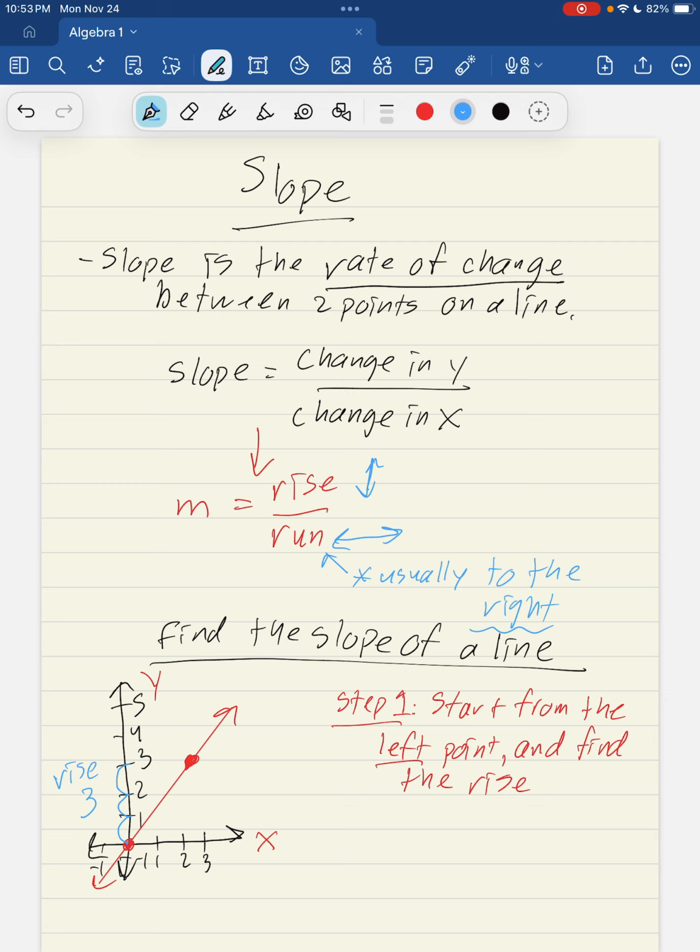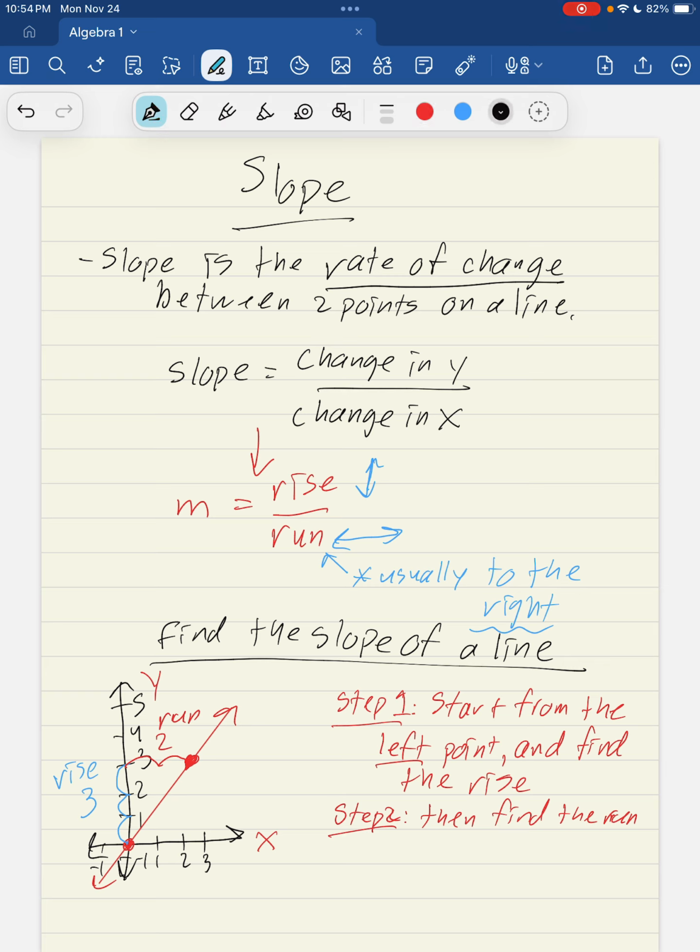And now we have to sneak over to the actual dot. So step 2 is then find the run. Remember, the run is the left-right movement. So I'm going to hop 1, 2. That'd be my run right there. Usually these are going to be fractions. Not always, but usually.